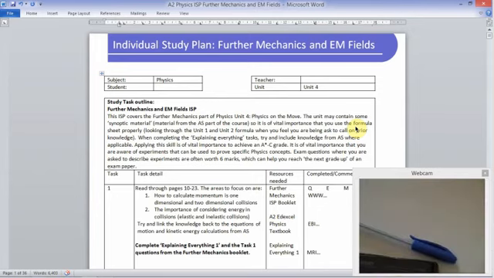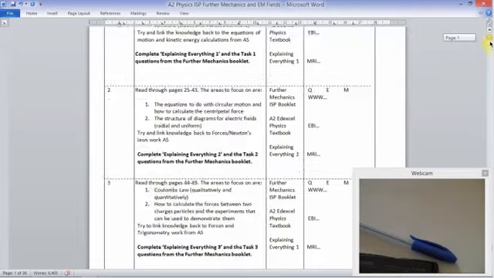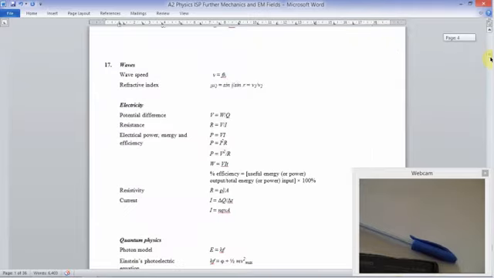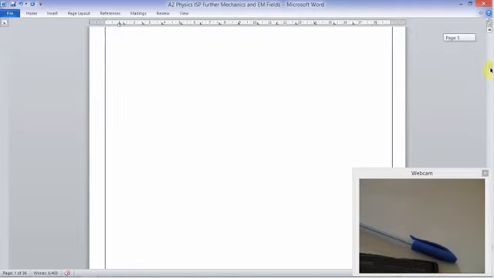Okay, in this video I'm going to be going through the ISP on further mechanics and EM fields. So it starts on further mechanics and goes into EM fields. And we're going to start with ISP task 1, which is talking about momentum in 1 and 2 dimensions, and also the idea of energy and collisions, that's elastic and inelastic collisions. So let's jump straight into the explaining everything task and see what we've got on there.